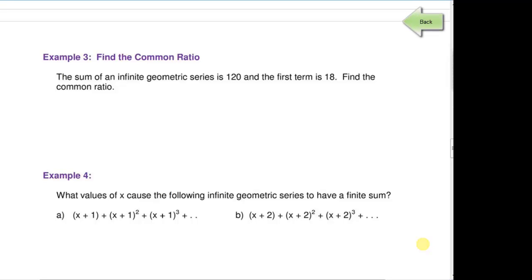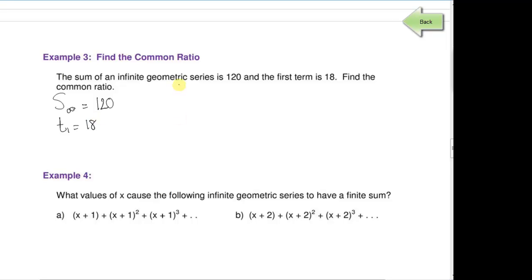Alright, so we're going to do example number 3, where you've been asked to find a common ratio. So the sum of this infinite geometric series is 120, and the first term is 18, and you've been asked to find the common ratio. So we know it's an infinite geometric series, and we are given that S subscript infinity is 120, and you're told that T1 is 18.